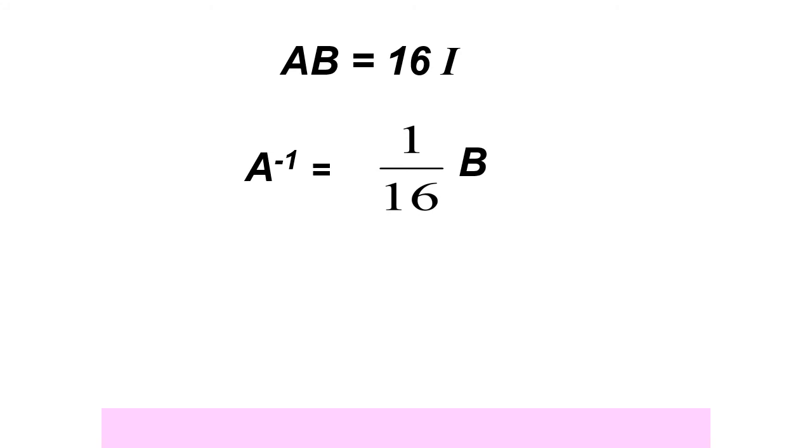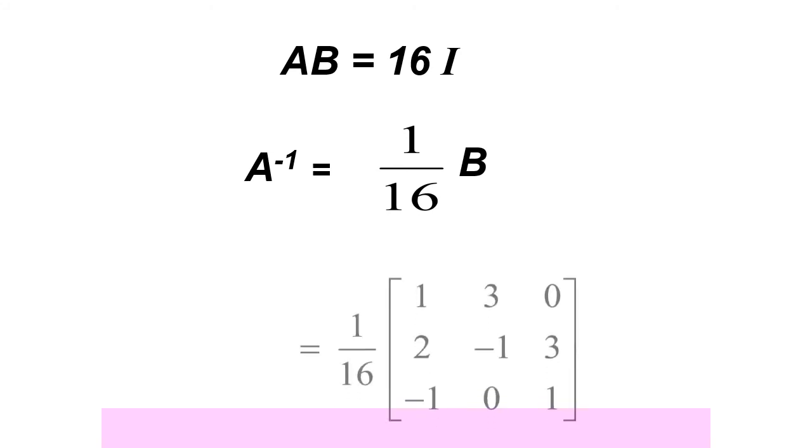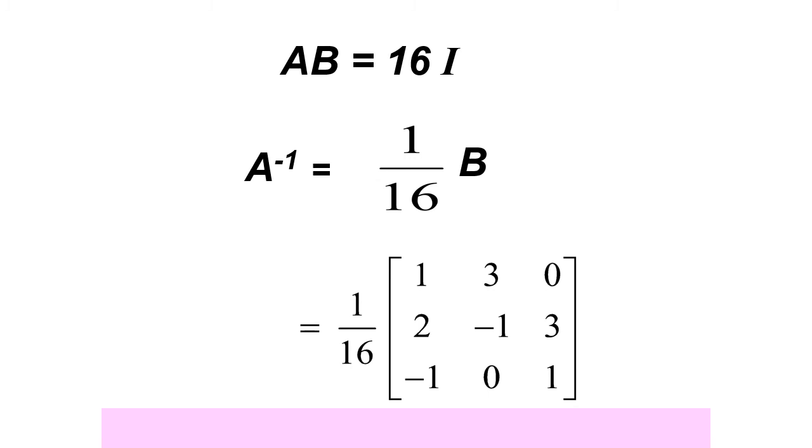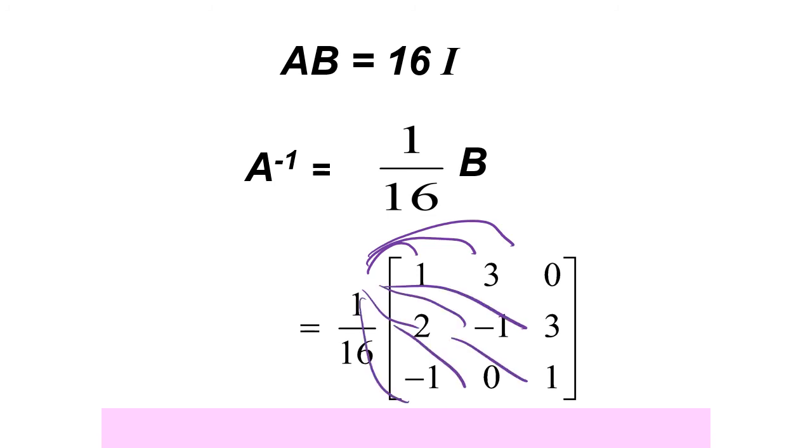So how do we find A inverse? We just need to multiply 1 over 16 with the matrix B. Every element should be multiplied by 1 over 16. Don't forget to multiply every element in the matrix B to get the A inverse.